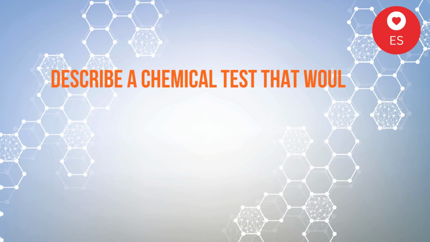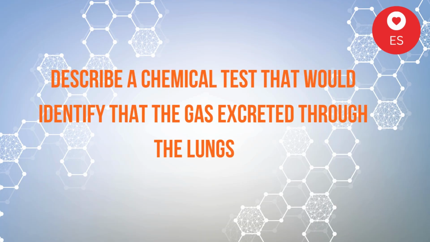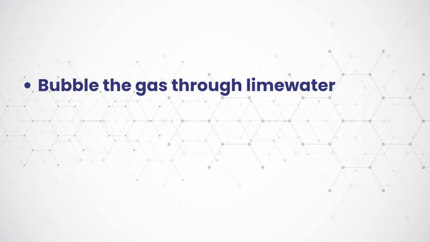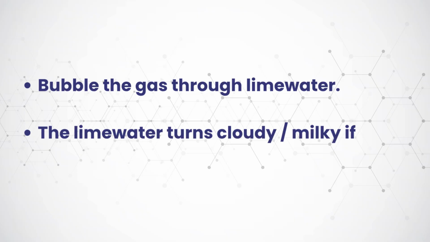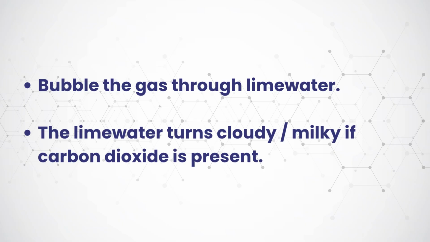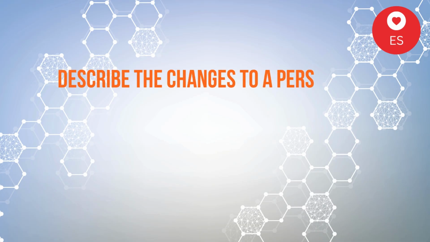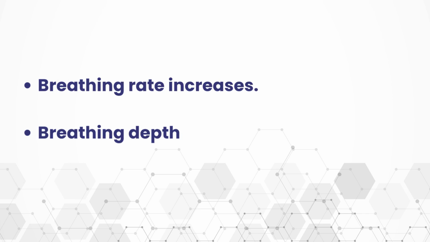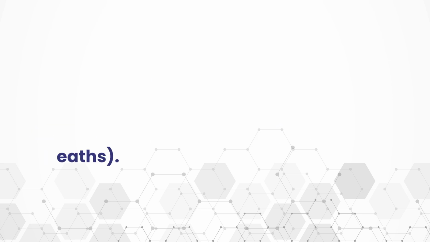Describe a chemical test that would identify that the gas excreted through the lungs is carbon dioxide. Bubble the gas through lime water. The lime water turns cloudy, milky if carbon dioxide is present. Describe the changes to a person's breathing during exercise. Breathing rate increases. Breathing depth increases.